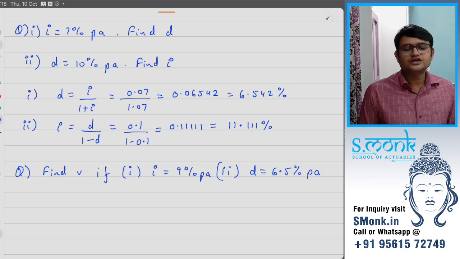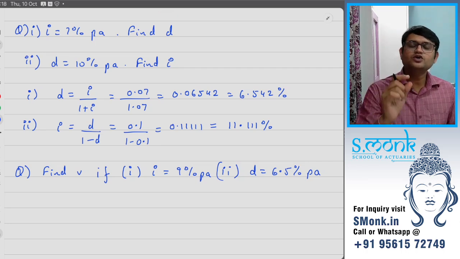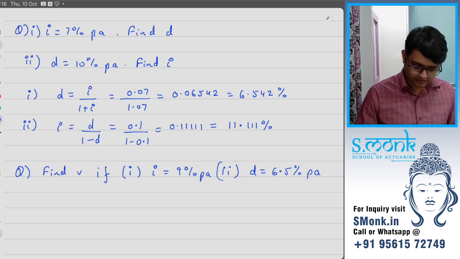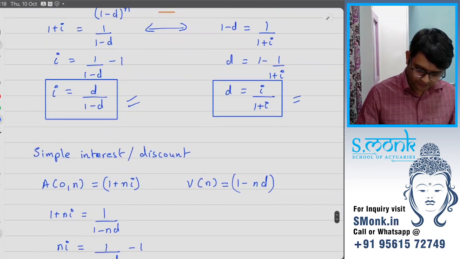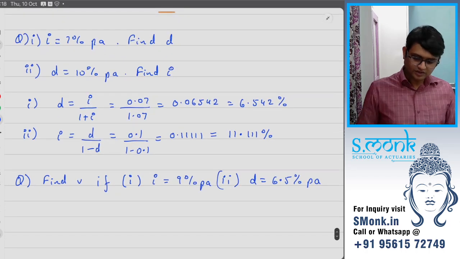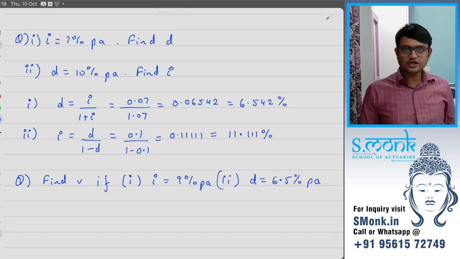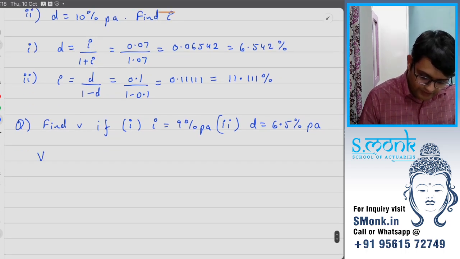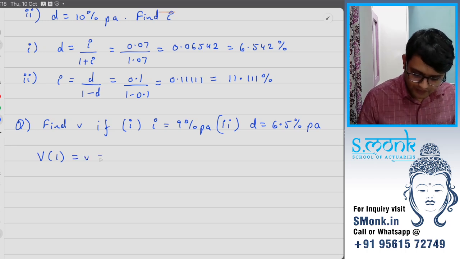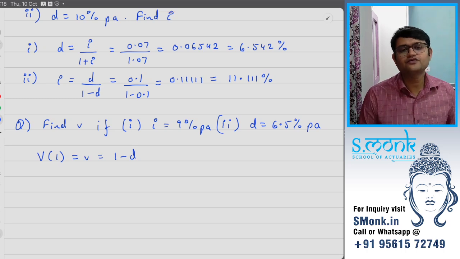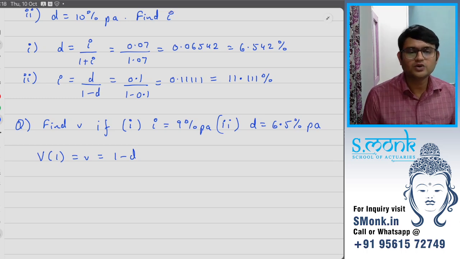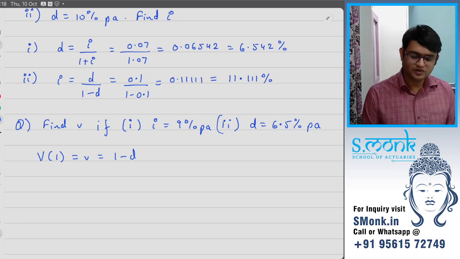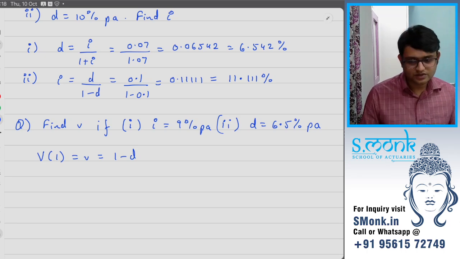Okay, let's find v. Small v is just the discounting factor for 1 year. I did not make a formula before, but let's make a formula here. So discounting factor for 1 year. When I say discounting factor for 1 year, that means capital V1 is going to be this small v. That would be 1 minus d. Again, we are working with compound interest, compound discount only, right now.